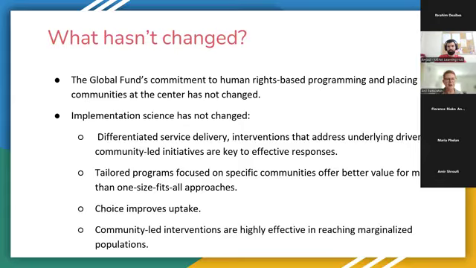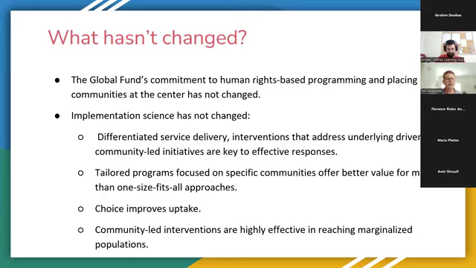Following that, let's have a quick look at what hasn't changed, because that's also very important. What has not changed is the Global Fund's policies and strategies, including the commitment to human rights-based programming and placing communities at the center. Another thing that has not changed is the implementation science, because we might have less funding, but we have decades of very rich data that shows us what works and what doesn't work.